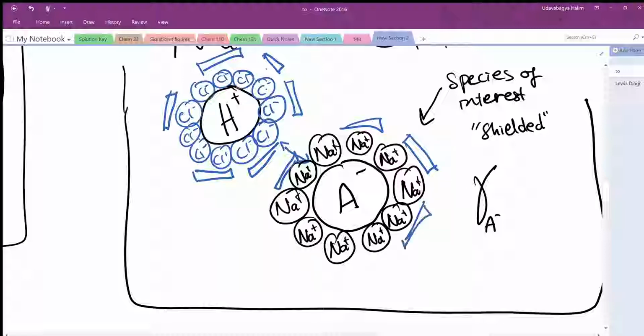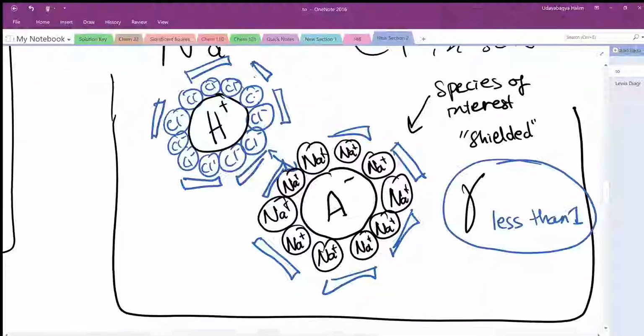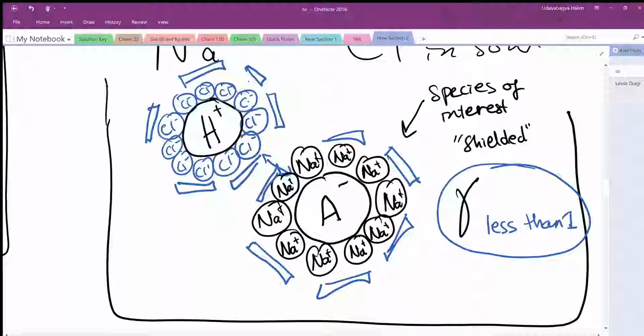So what you'll find is that majority of the time, your gamma, your activity, is going to be less than 1, just because this shielding effect happens once you have a lot of inert ion. Again, this is an exaggeration of what happens in solutions. Obviously, the ions are not touching, they're not crowding exactly like this, but the effect is about the same. Obviously, if this is completely shielded like this, your activity coefficient is basically 0.